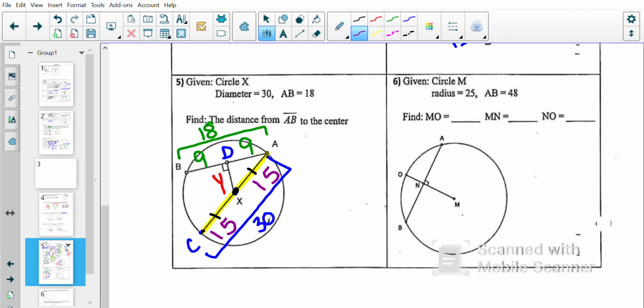And now I have all the information I need to find X to D. I'm sorry, segment XD. Now remember, if we have a right angle on one side, the supplement of it will also be a right angle.